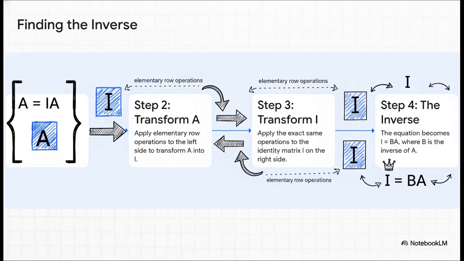All right, so here's the game plan. We start with this clever setup. A equals I times A. We put our matrix A on the left and the identity matrix I on the right. Then we start using our 3 row operations on the left side with the goal of turning A into the identity matrix. But here's the crucial trick. Every single move we make on the left, we do the exact same move to the matrix on the right.